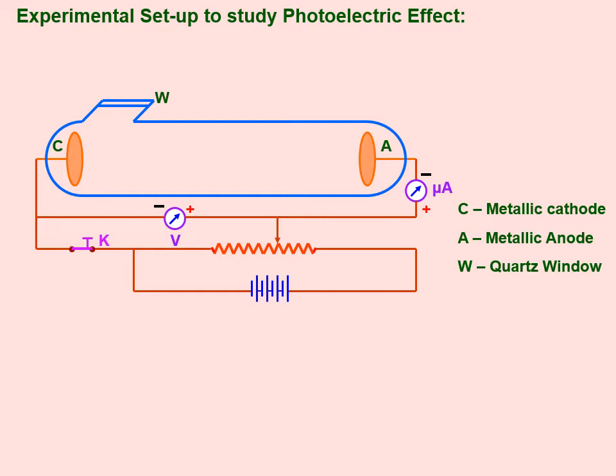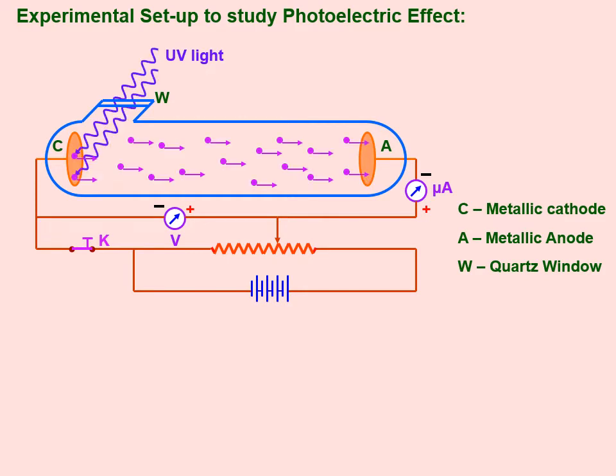So as we plug in the key, the ultraviolet rays from source enter through the window and they are incident on plate C. When these ultraviolet rays are incident on C, electrons will be ejected from plate C. These electrons are called photoelectrons, and these photoelectrons will travel from plate C to plate A under the influence of electric field between plate A and plate C. So these purple dots show the photoelectrons.